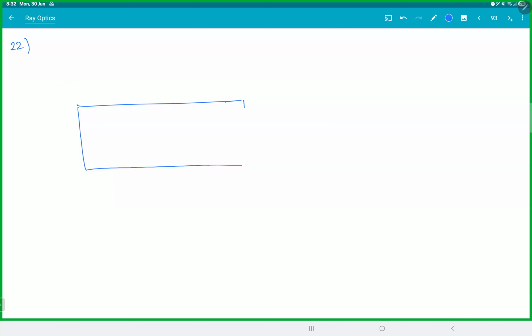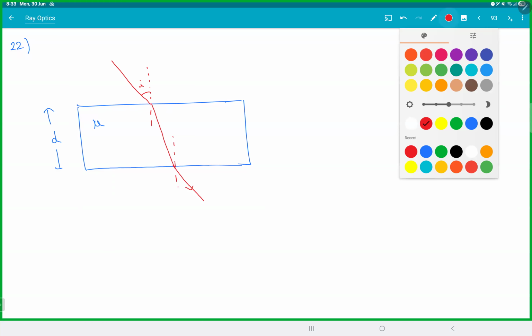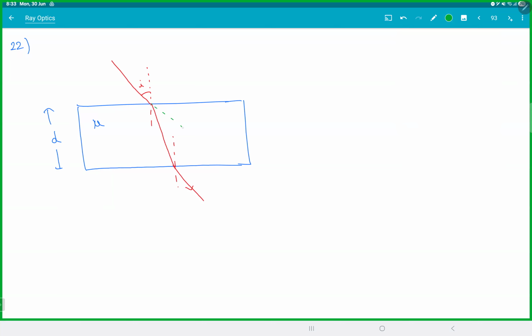Let's say we have a glass slab here. Refractive index is mu. Distance is d. If you send a light ray at an angle of incidence i, it goes like this and it comes out. So this spot, if you look at this, the light ray was supposed to go straight, but it has gone like this. So this distance is x. x is called lateral shift.